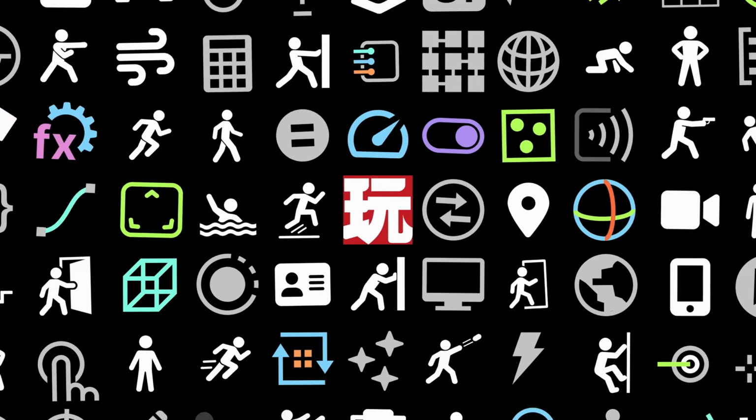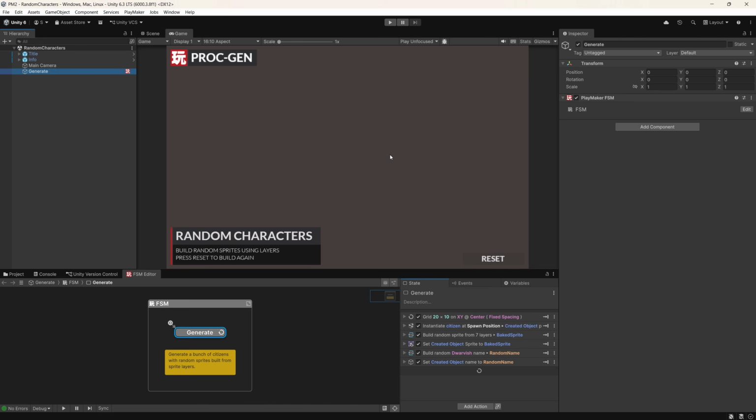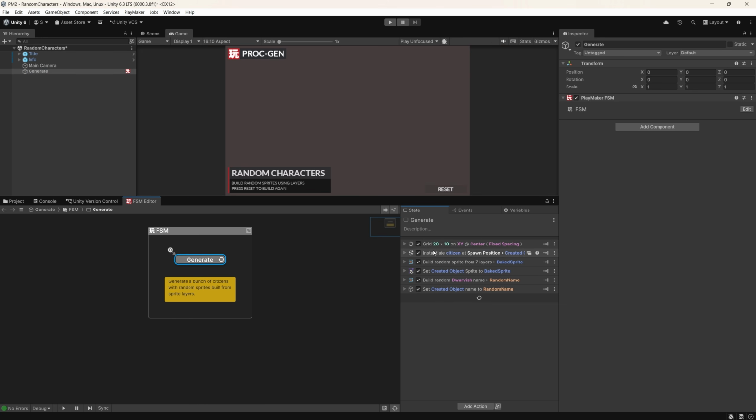The game systems category also includes procedural generation tools. Let's go through a few scenes to show you what the procedural generation tools look like. So for example, we have this random character scene, and literally there's just one state in this sample scene. We have a little list of actions here that back to back should procedurally generate a bunch of characters.